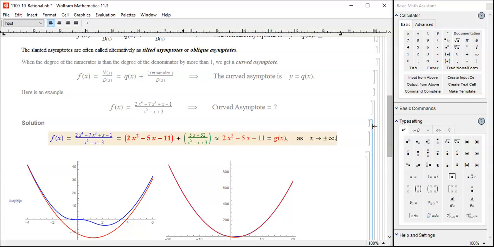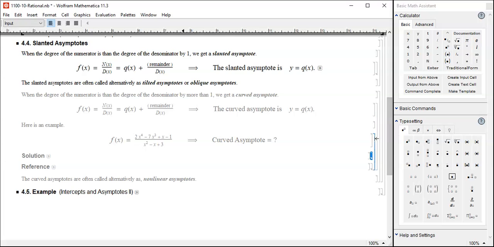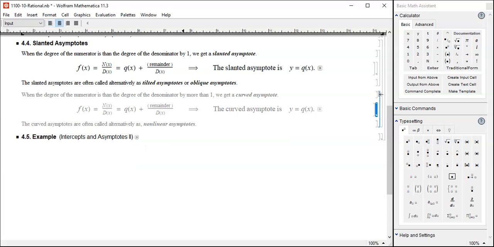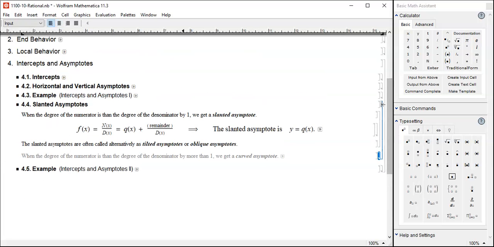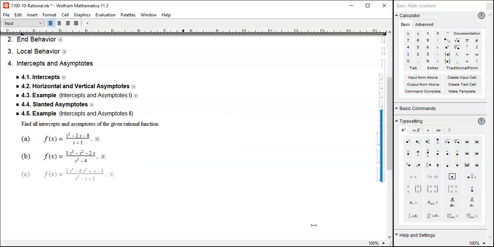However, I'm not going to write this kind of problem on the exam. It's getting a bit too much. It's sufficient for in class, especially showing you some pictures. That's sufficient. Okay, all right. Let's go over to slanted asymptote problems. The final one here is going to be curved asymptote. I'm going to skip that.